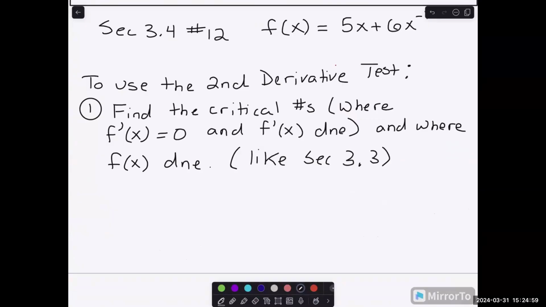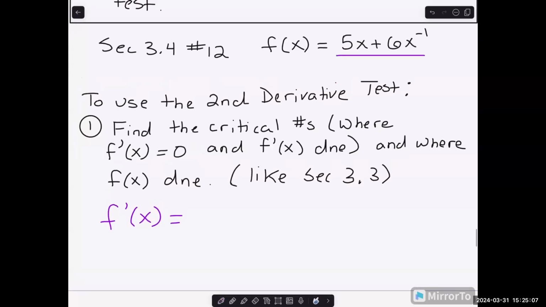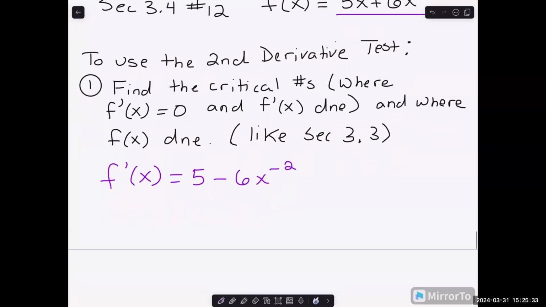In order to do that, we should find f prime. If f of x is 5x plus 6x to the negative 1, then f prime of x is going to be 5 minus 6x to the negative 2. The exponent drops down, so we have negative 1 times 6, which gives us minus 6x, and then negative 1 minus 1 is negative 2.